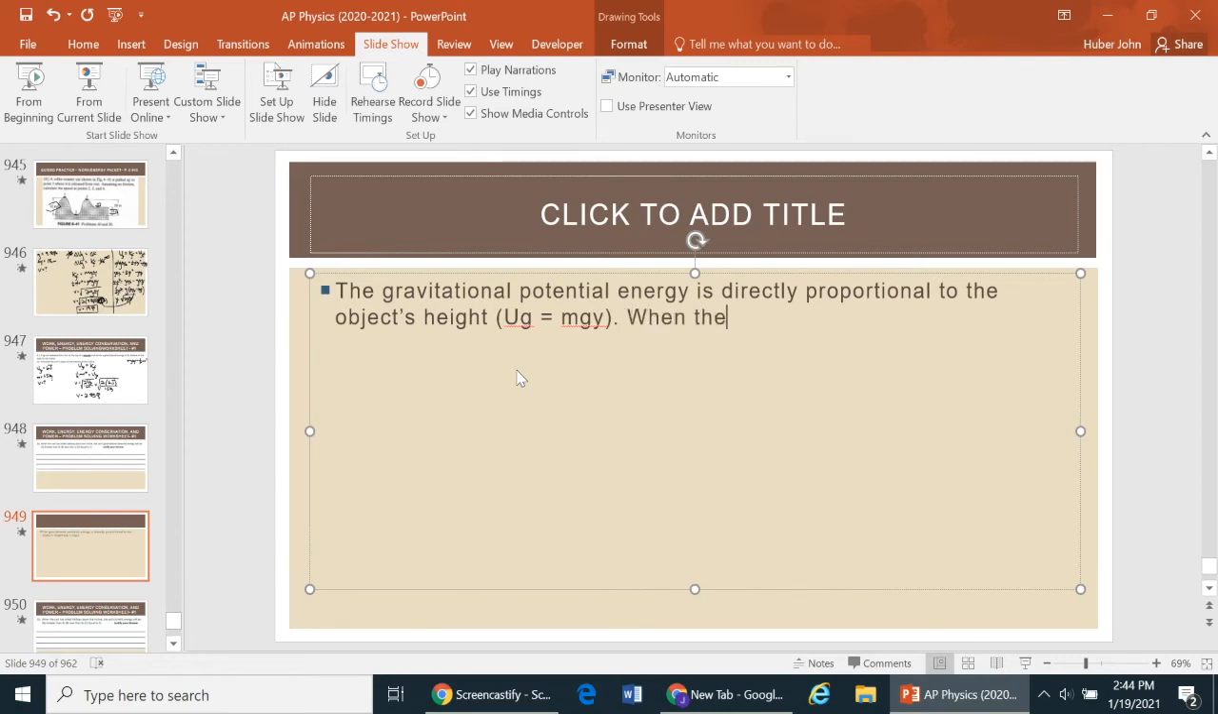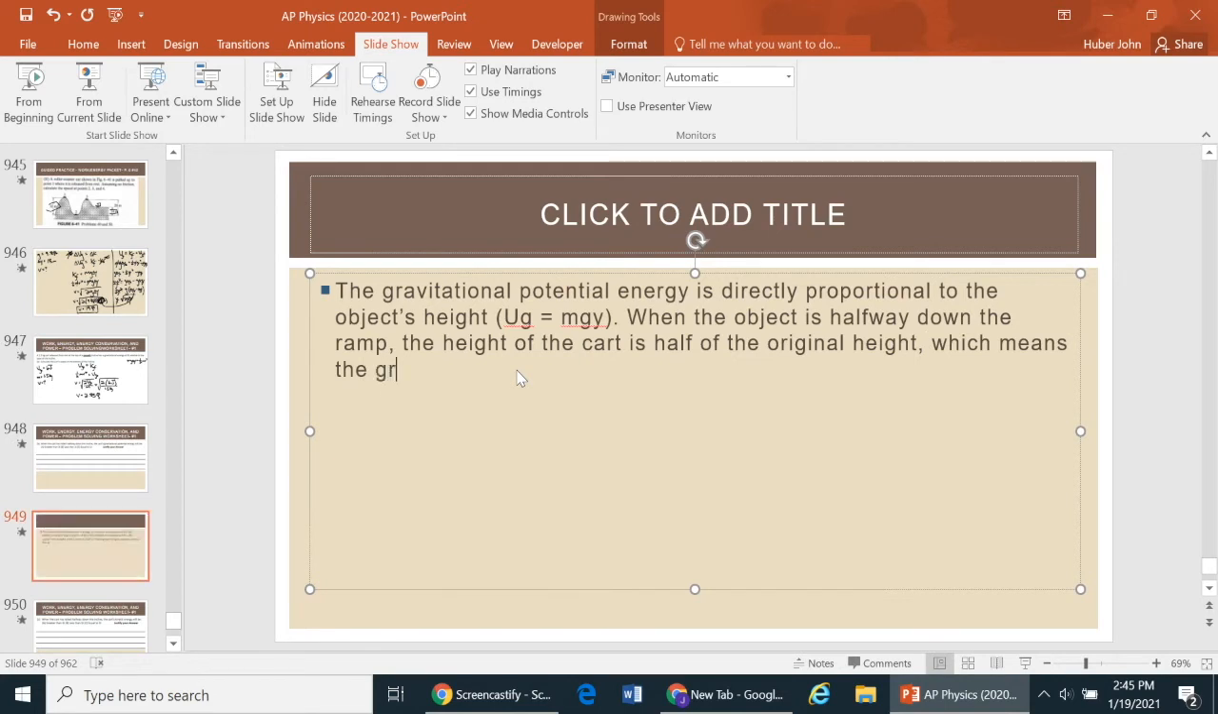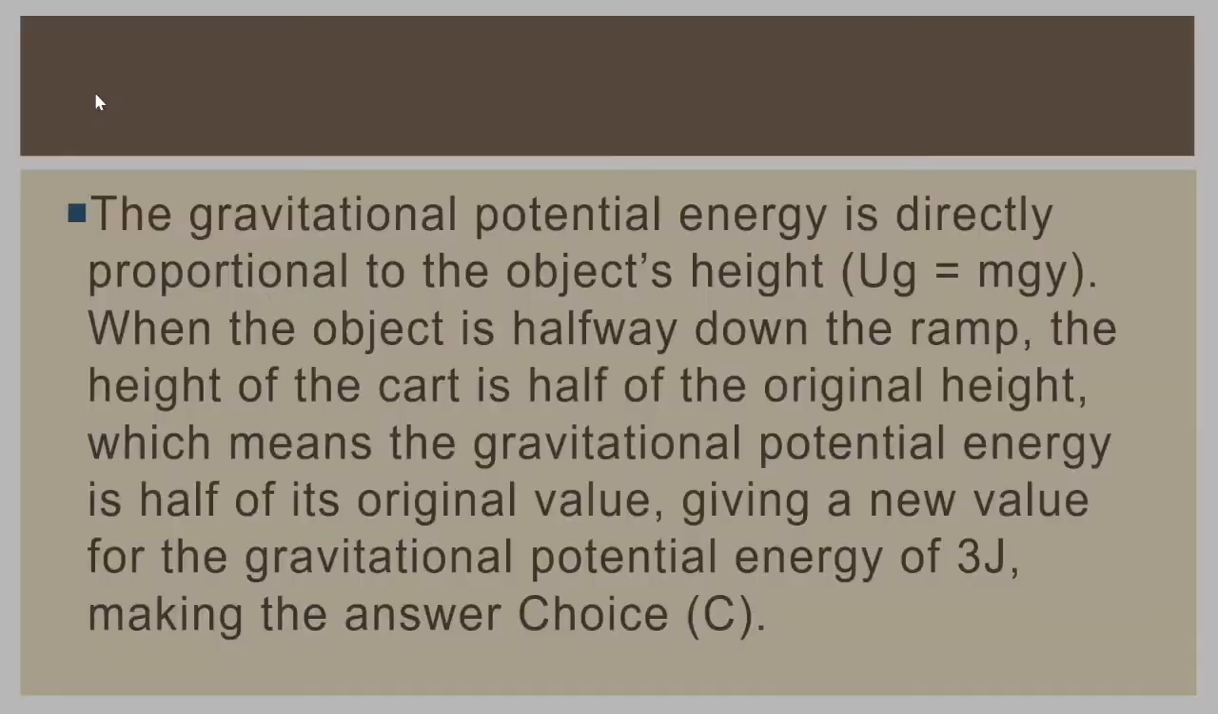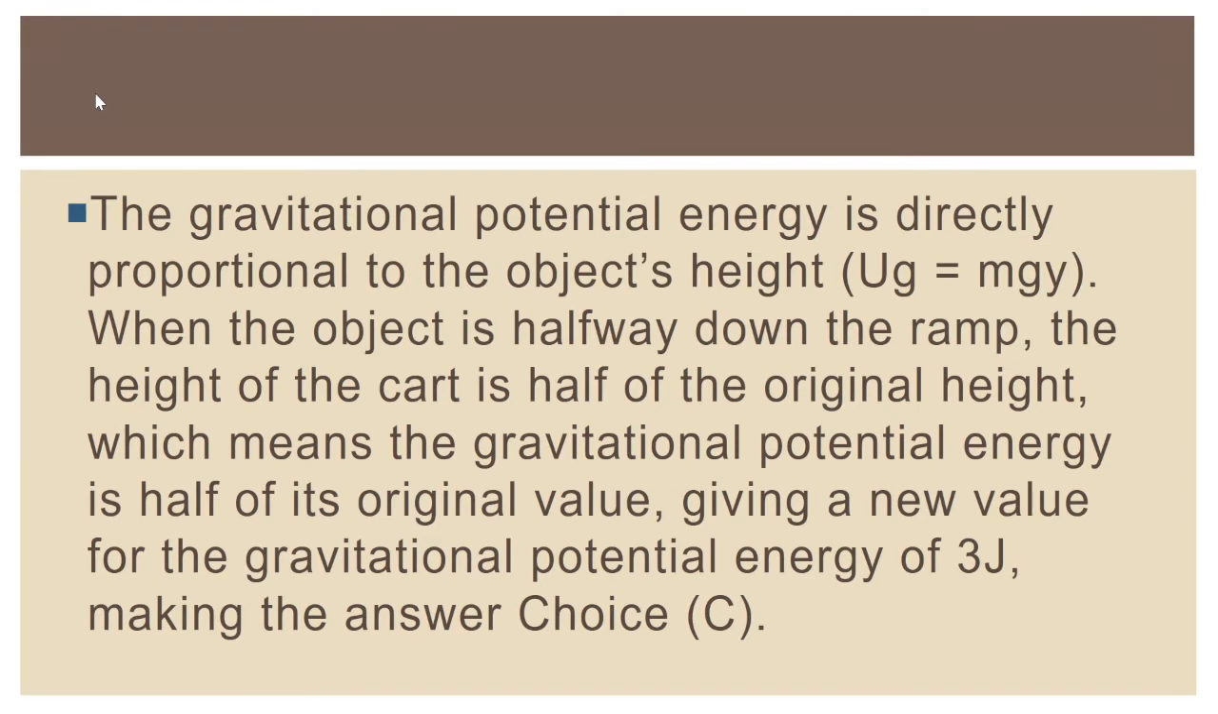When the object is halfway down the ramp, the height of the cart is half of the original height, which means the gravitational potential energy is half of its original value, giving a new value for the gravitational potential energy of 3 joules, making the answer choice C. Take a second to pause this video here and write that down. And when you hit play, we'll move on.